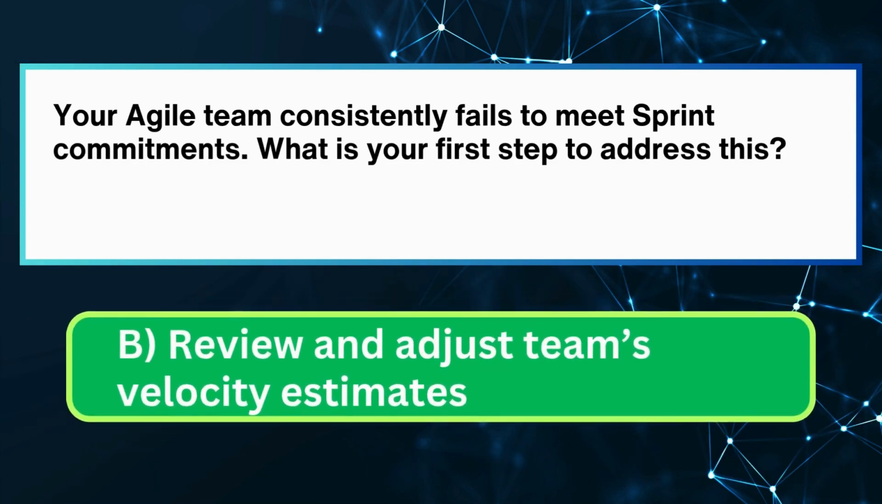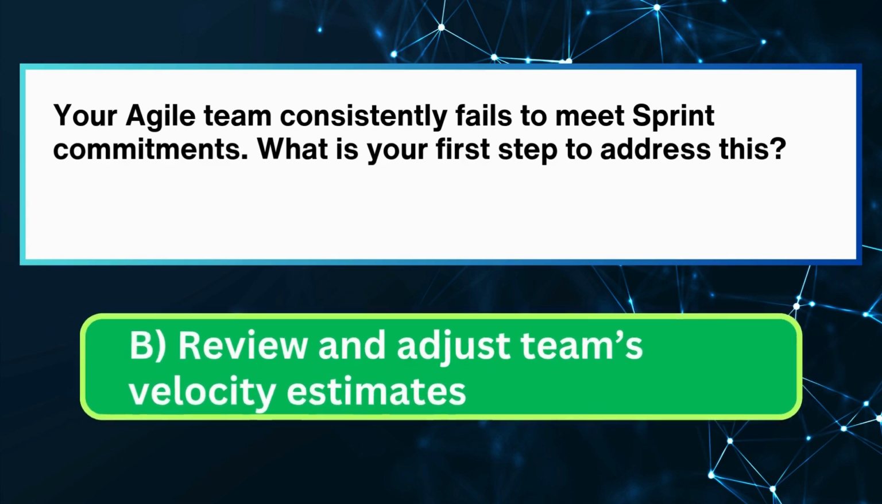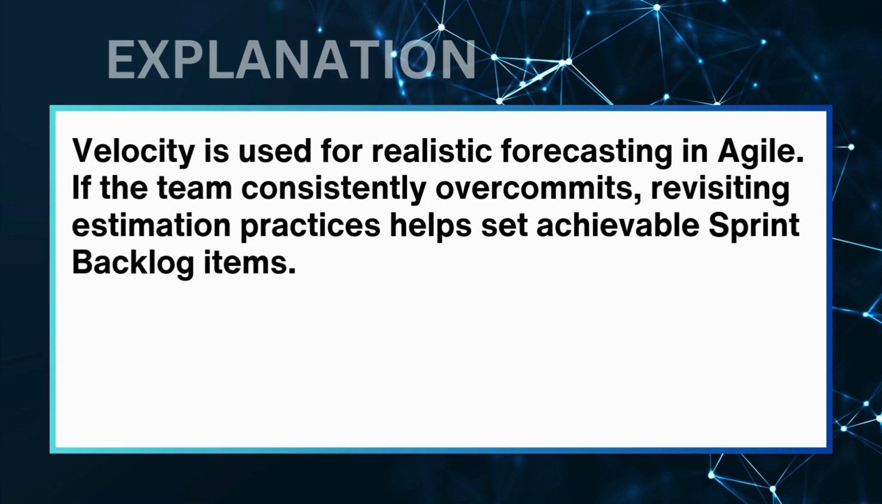The correct answer is B. Review and adjust team's velocity estimates. Velocity is used for realistic forecasting in Agile. If the team consistently overcommits, revisiting estimation practices helps set achievable sprint backlog items.